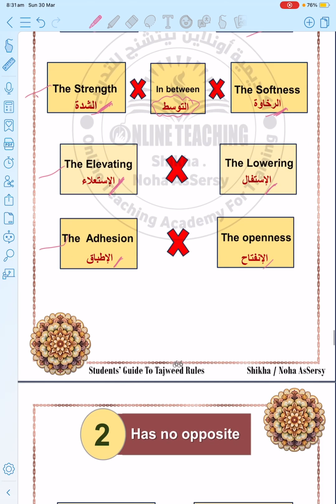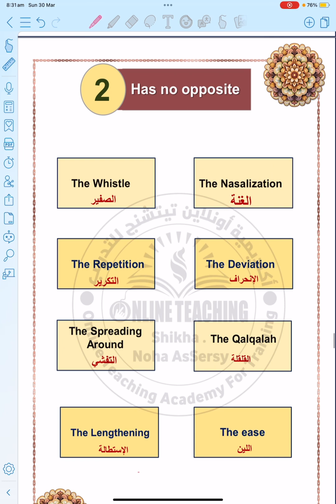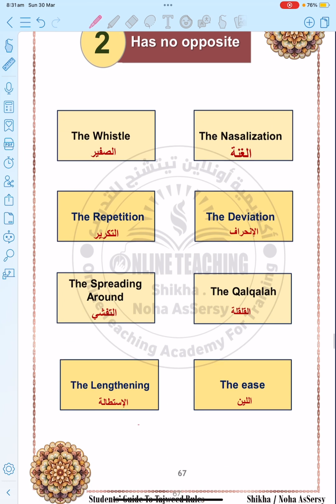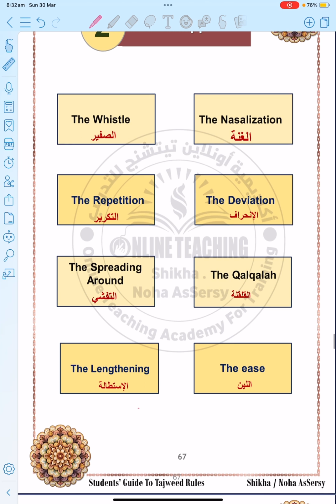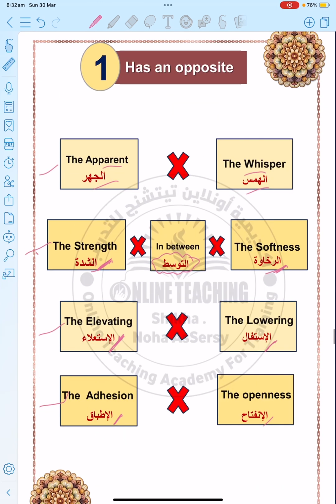Now moving on to the characteristics that have no opposite. What are they? They are eight different characteristics. Number one, we have the whistle, or as-safir. We have the takrir, repetition. We have the spreading out, or at-tafashi, which is for the sheen. We have al-istitala, the lengthening, which is for dad. And we have the nasalization, which is al-ghunna, deviation, al-inhiraf, the qalqala, and the ease. So these are the characteristics that have no opposite, and those were the characteristics that have an opposite.